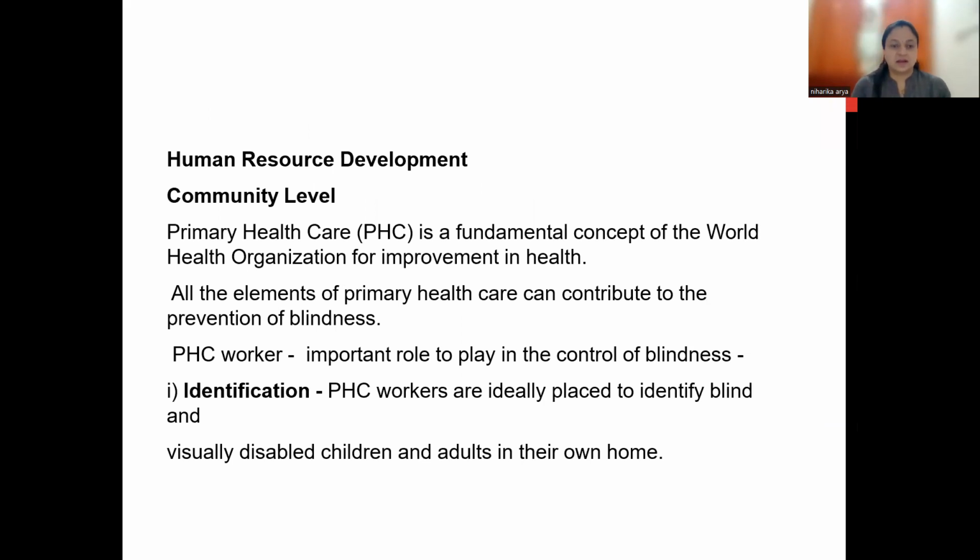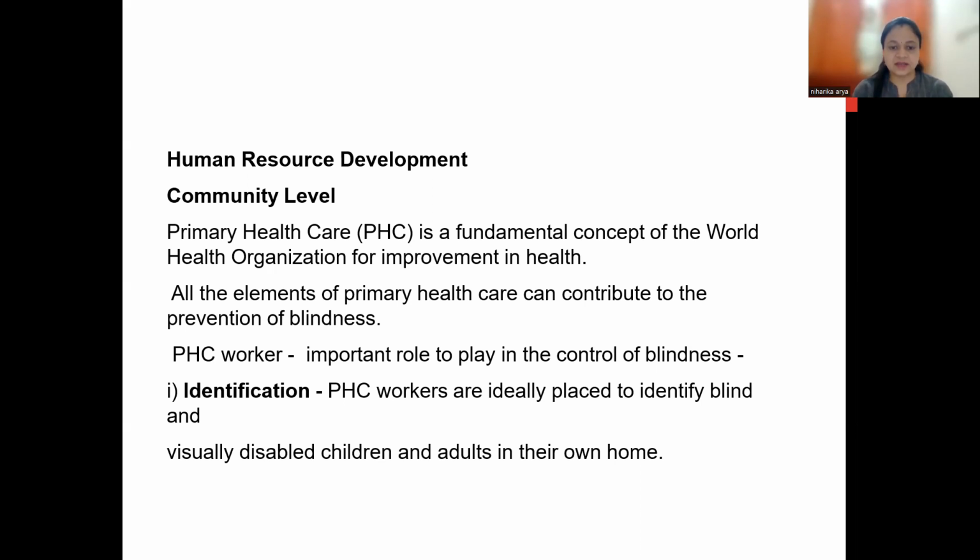So now comes the human resources development. The human resources development includes the community level, in which comes primary health care, that is PHC, a fundamental concept of the World Health Organization for the improvement in health. All the elements of primary health care can contribute to the prevention of blindness.